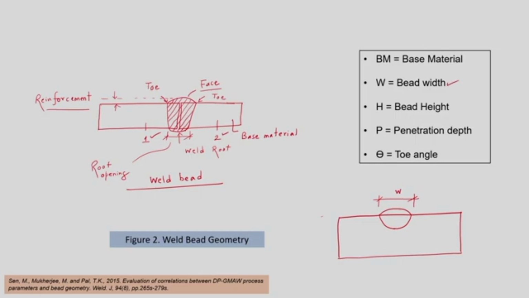Some portion of the bead will get penetrated inside the base material. So, this is the base material, BM, and this is called the penetration of the weld bead inside the base material. So, this is the penetration depth. The bead also has a height. So, this height is called the bead height.